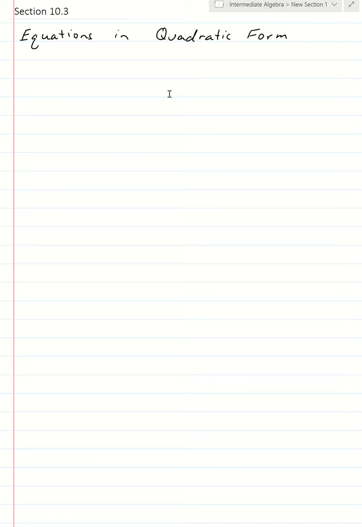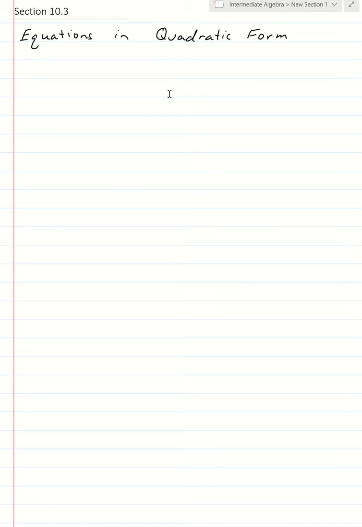Okay, we're going to continue Chapter 10, Section 3, and in this particular section, it's all about equations in what we call quadratic form. These are going to be equations that are not originally quadratics, but after a little bit of algebraic manipulations, they will turn into quadratics, and then we can use any of our three ways of solving quadratics, which of course, once again, is factoring, square root method, or of course the quadratic formula. But the first thing that we have to do is get our equations into quadratic form.